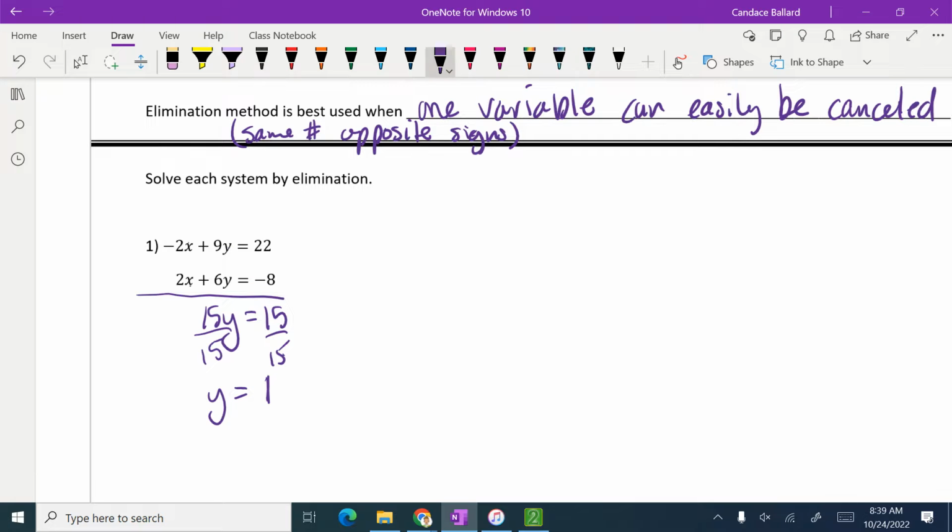1. Now that I have that, what do you think I'm going to do with it to get x? What did we do last week? Didn't we plug it back into one of the equations? It doesn't matter which one you go into. Do you want to go into the first one or the second one? Second one. Okay, so I'm going to go 2x plus 6 equals negative 8. I'm going to take this and put it in there.